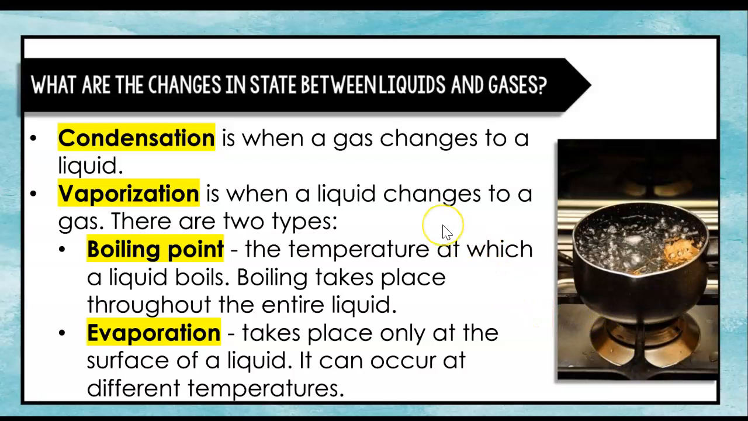Vaporization is when a liquid changes to a gas. There are two types of vaporization. There's boiling point, the temperature at which a liquid boils, and boiling takes place throughout the entire liquid, causing steam to rise up. And then there's evaporation, which takes place only at the surface of a liquid, and can take place at different temperatures. We want to focus on boiling point for our practical purposes because this is when all the liquid starts to become a gas, versus evaporation, which happens more in stages.